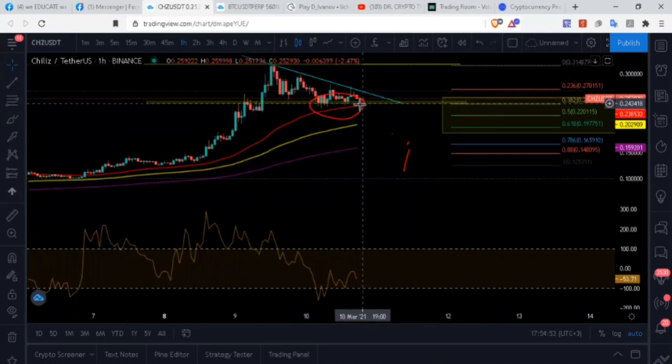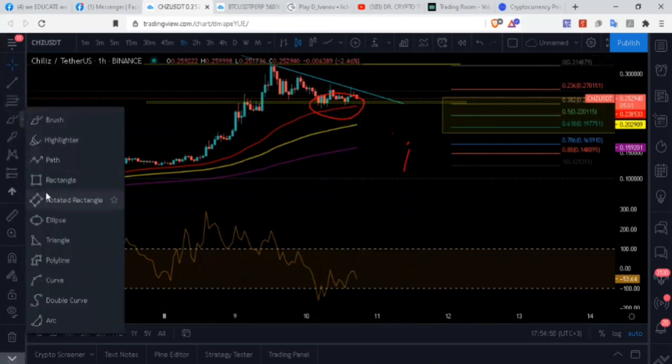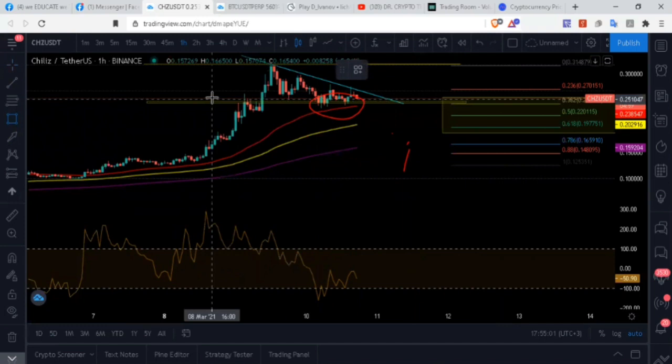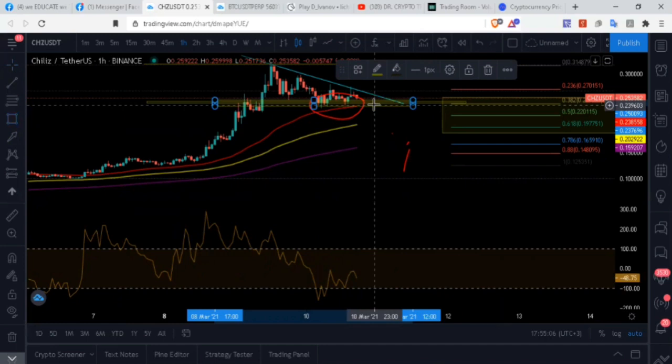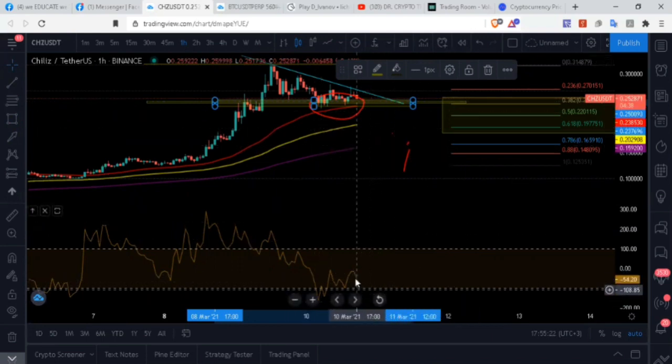So we will just wait here around this area as our entry if we are going to trade the Chiliz coin. Around this area as our entry, around 2.348 to 2.4 something. So we will wait here for the CCI to be oversold, around negative 100.